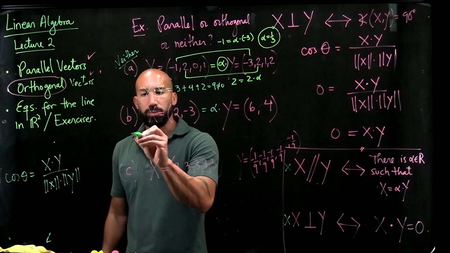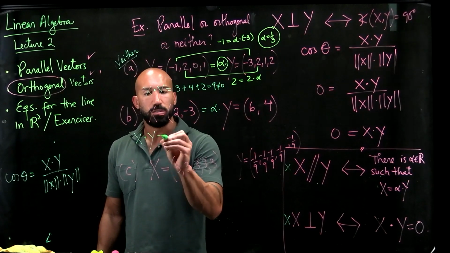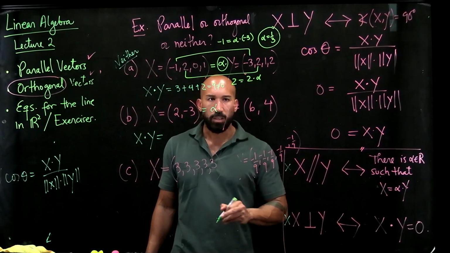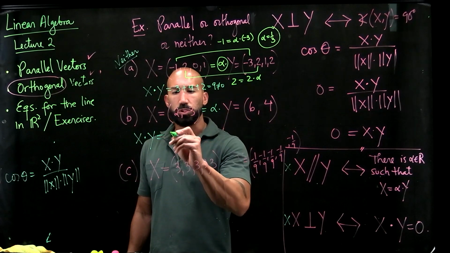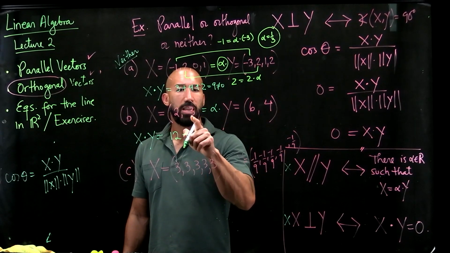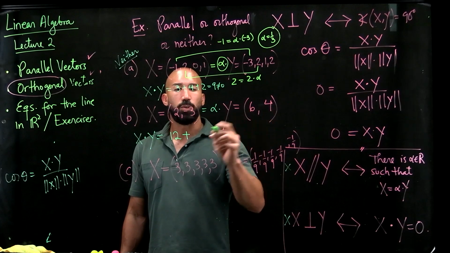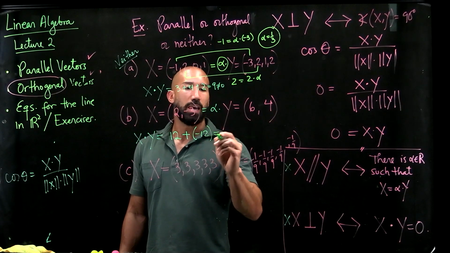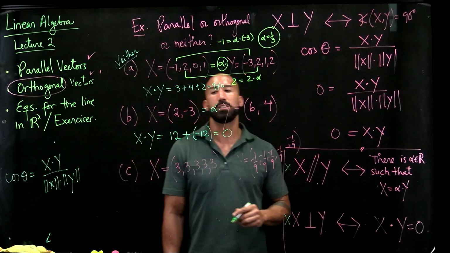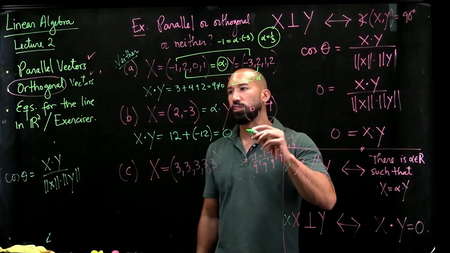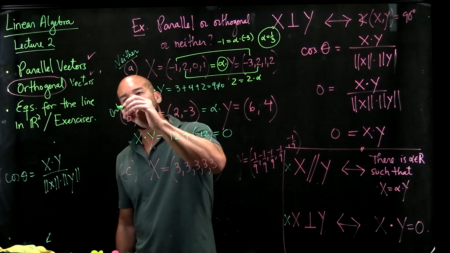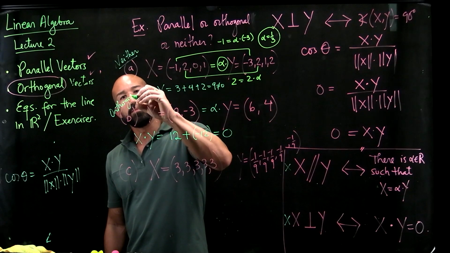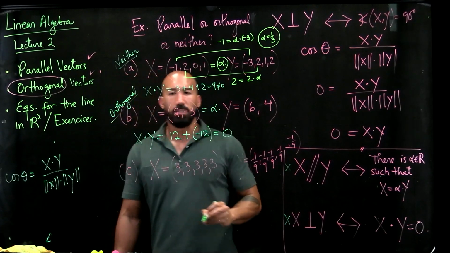But let's compute now the dot product to see if they are orthogonal. Now we have 2 times 6, which is 12, plus negative 3 times 4, which is negative 12, and now it's 0, which is telling us that these two vectors are orthogonal. All right?